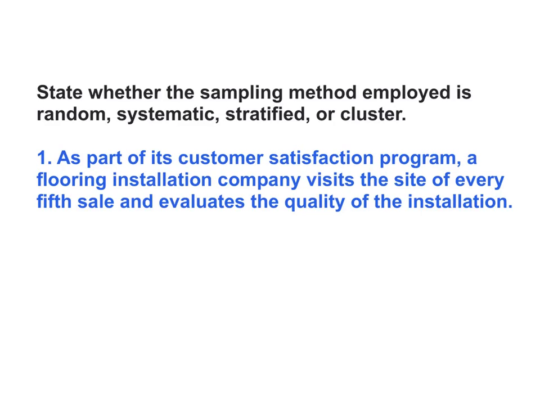Then go ahead and write underneath it what you think it is. What is it? Systematic. The key thing here is every 5th sale. Okay?